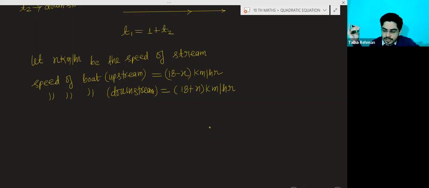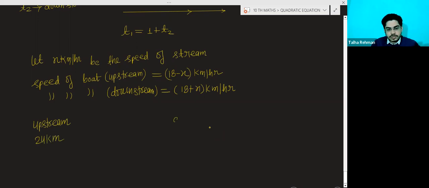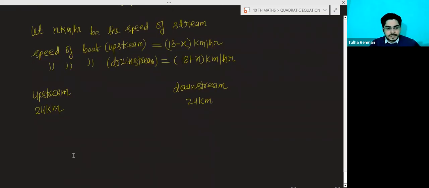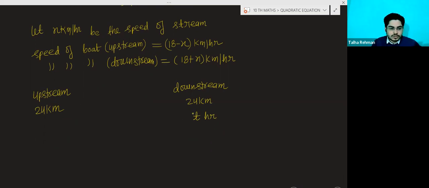Now for the upstream and for the downstream, they are covering the same distance. So upstream distance covered is 24 kilometer and downstream distance covered is again 24 kilometer. Suppose t is the time taken to move downstream. t hours is taken by the boat for the downstream. So for the upstream, it is t plus 1 hours.